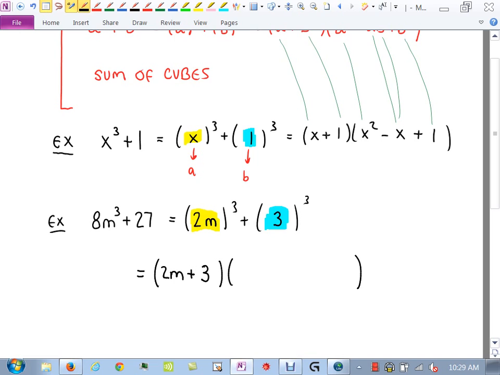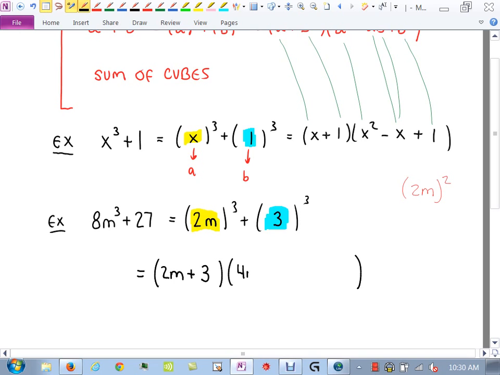Here's where it gets a little bit weird. What's the first term of this trinomial? A squared, right? What's a for us? 2m. What's 2m squared? I'm doing it on the side here. Square the 2. What's 2 squared? 4. What's m squared? m squared. So this should be 4m squared.